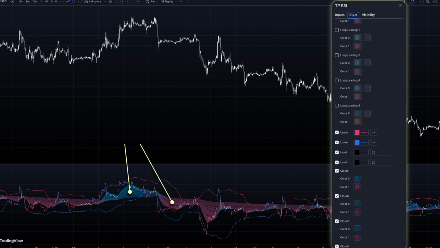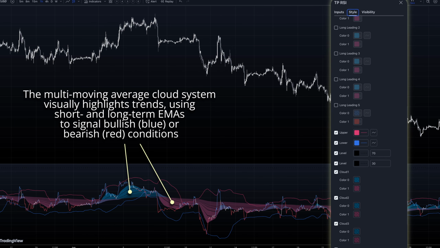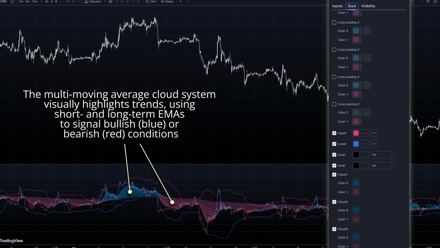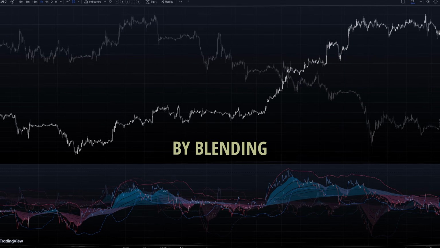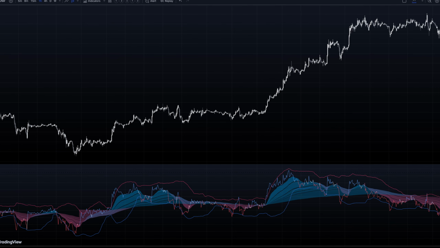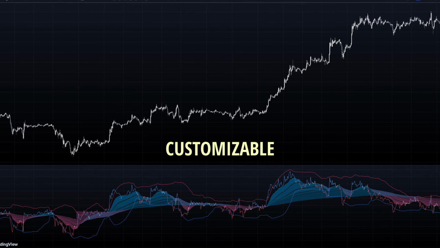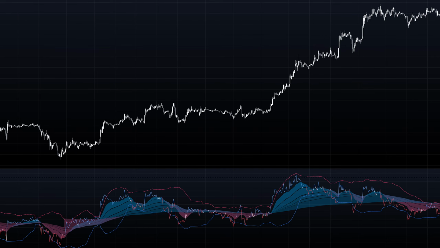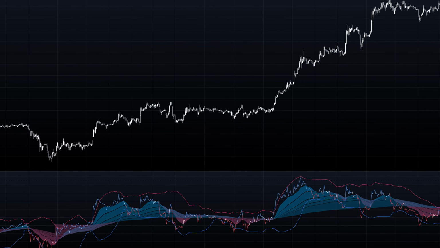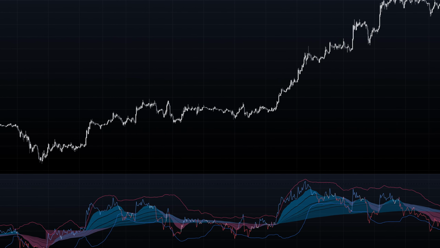Additionally, a multi-moving average cloud system visually represents trends, with short and long-term EMAs signaling bullish or bearish conditions. By blending trend-following tools, volatility-based analysis, and customizable parameters, this script surpasses the standard RSI, offering versatility and adaptability across various market conditions.